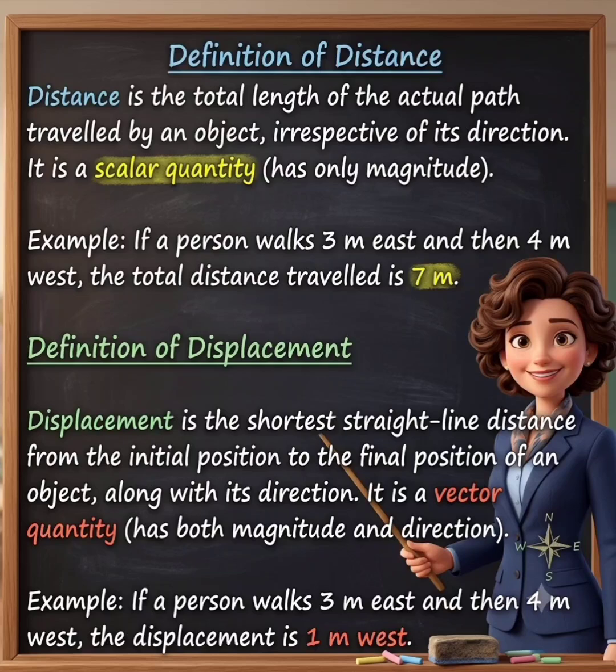After that, the definition of displacement. Displacement is the shortest straight line distance from the initial position to the final position of an object along with its direction. It is a vector quantity that has both magnitude and direction. For example, if a person walks 3 meter east and then 4 meter west, the displacement is 1 meter west.